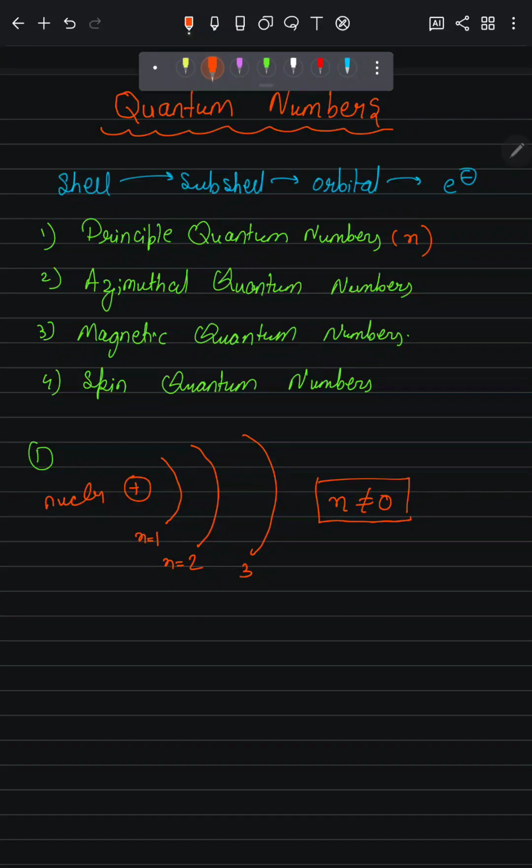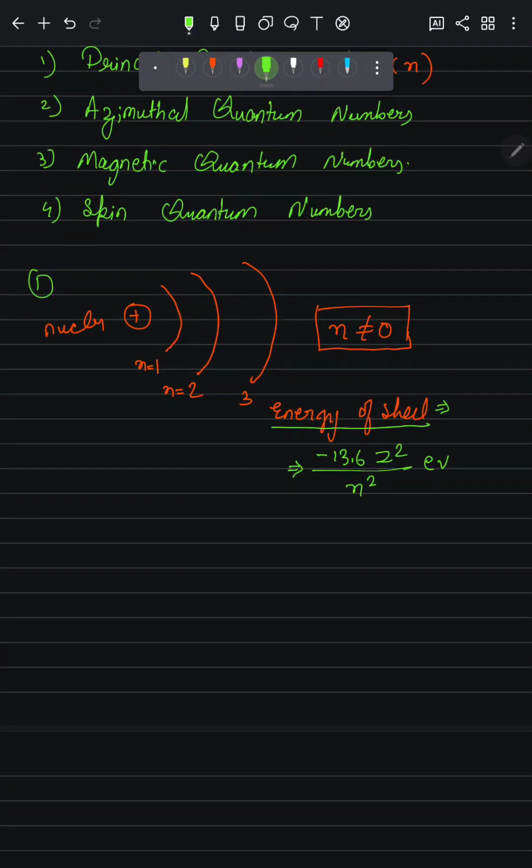This is an important topic of discussion. And if we need to get the energy of the shell, there is a little formula which represents minus 13.6 Z square upon n square electron volt. This is the energy of the shell, and here n represents the number of the shell, and Z is the atomic number.